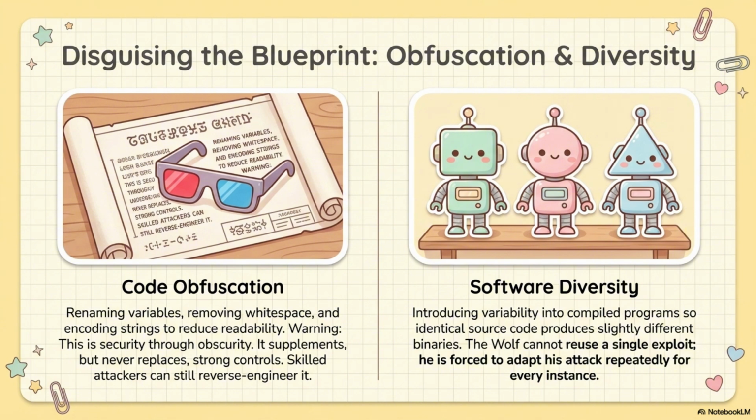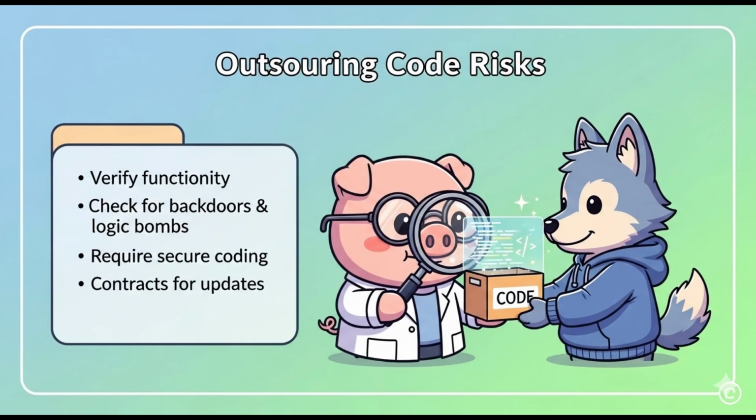The goal is to make widespread exploitation more difficult, because an attack that succeeds against one compiled instance may fail against another. This approach adds complexity for attackers, forcing the wolf to adapt repeatedly rather than reuse a single exploit. When organizations outsource code development, they must carefully evaluate risks. They must verify that the code functions correctly, follows secure coding practices, and contains no malicious backdoors or logic bombs.